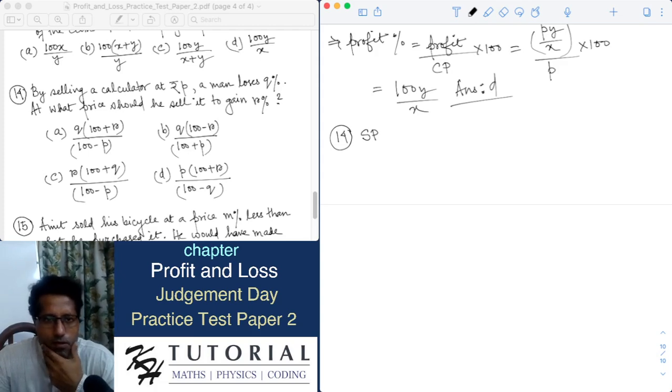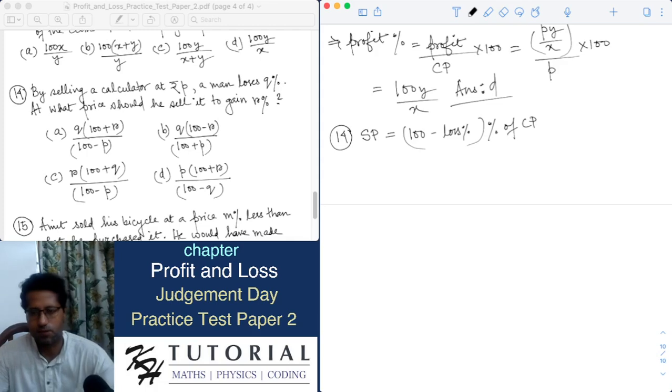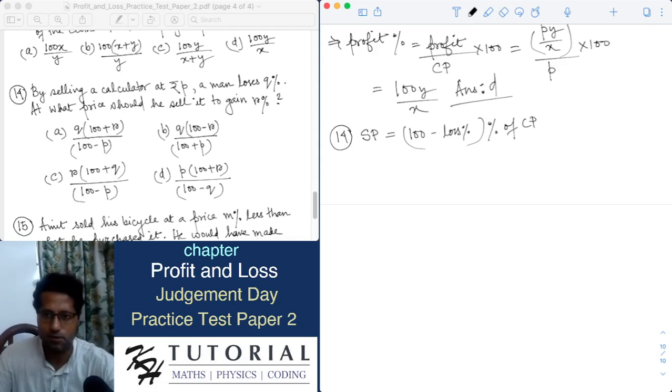Okay, so let's say by selling a calculator at rupees P, a man loses Q percent. Now we know if there is a loss percent, then the selling price is equal to 100 minus the loss percent, this much percent of the cost price. If there is a loss of loss percent, then we know that the selling price will be 100 minus the loss percent, that percent of CP.